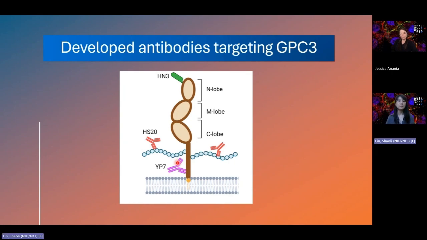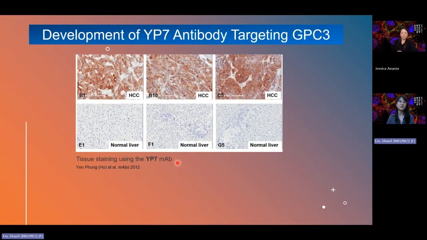Further, we use YP7 to detect the expression of GPC3 in liver cancer patients. And we see that GPC3 is only stained in the hepatoma carcinoma samples in immunohistochemistry, but not normal livers. This indicates GPC3 is only expressed in liver cancer specifically, and it is a specific antigen. And also YP7 is specifically targeting GPC3.